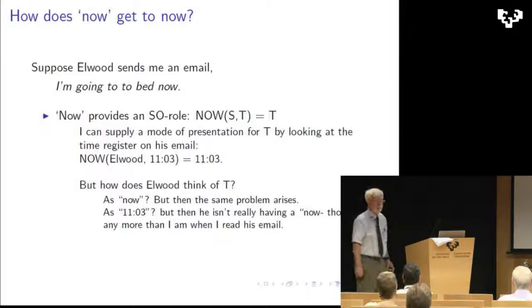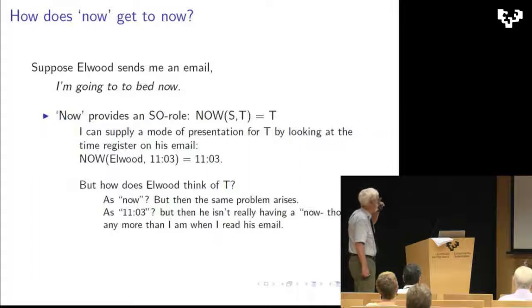And who was the subject in the time? Well, the subject was Elwood, and I can look on my Gmail up at the corner. It says when the mail was received, and it's pretty instantaneous, so I can say, ah, now with the subject Elwood and the time 1103 stands for 1103, give or take however few seconds it takes the mail to arrive.